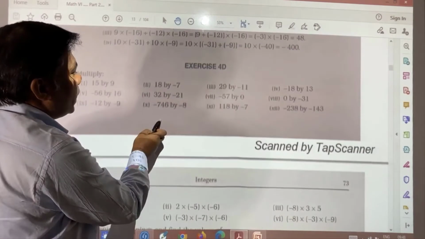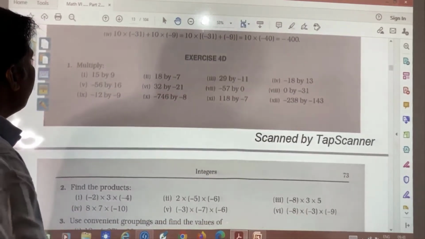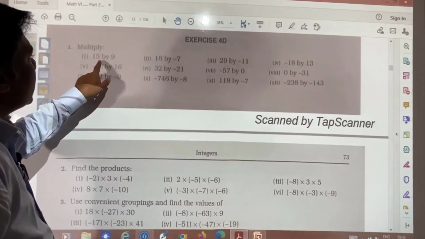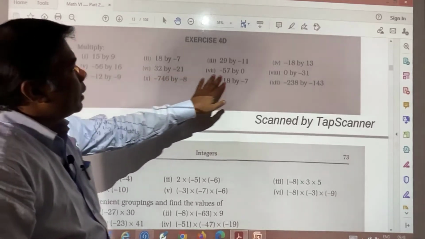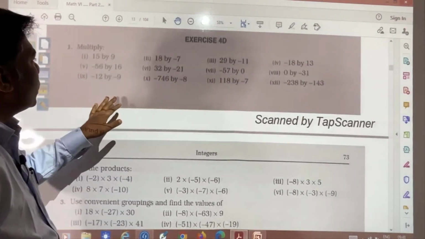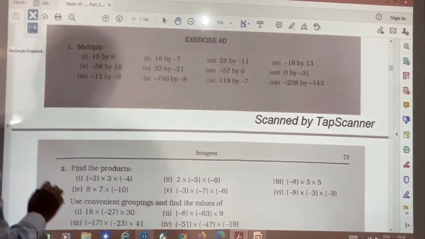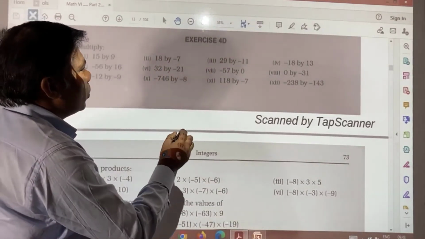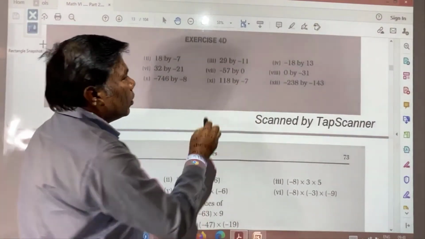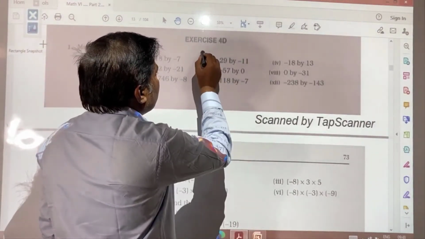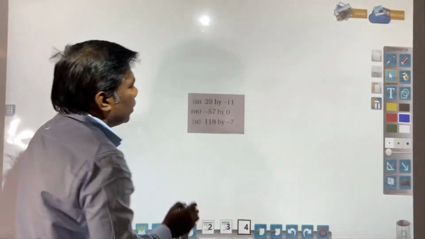Now we have exercise 4D. Here you see, simple multiplication is there. I hope you will understand and be able to do it. Only a few questions I will take, as easy questions are there. I don't think it is required to be explained, but still a few questions I am going to take for you.